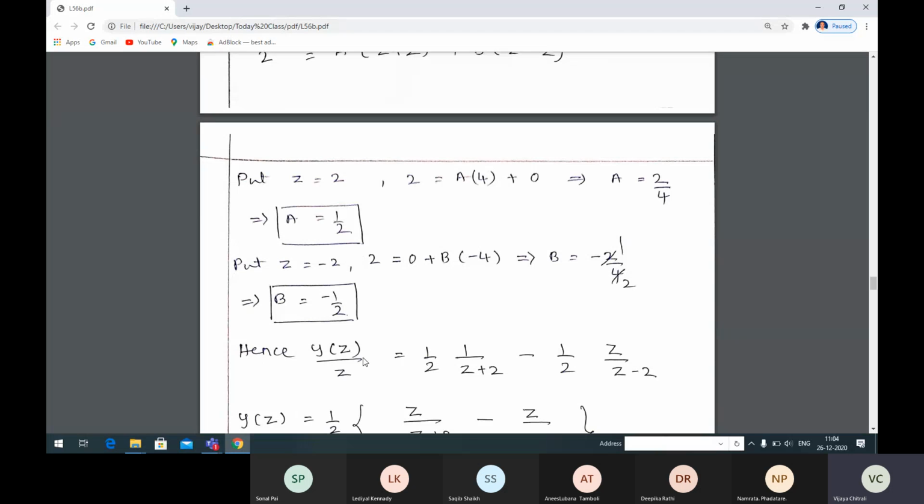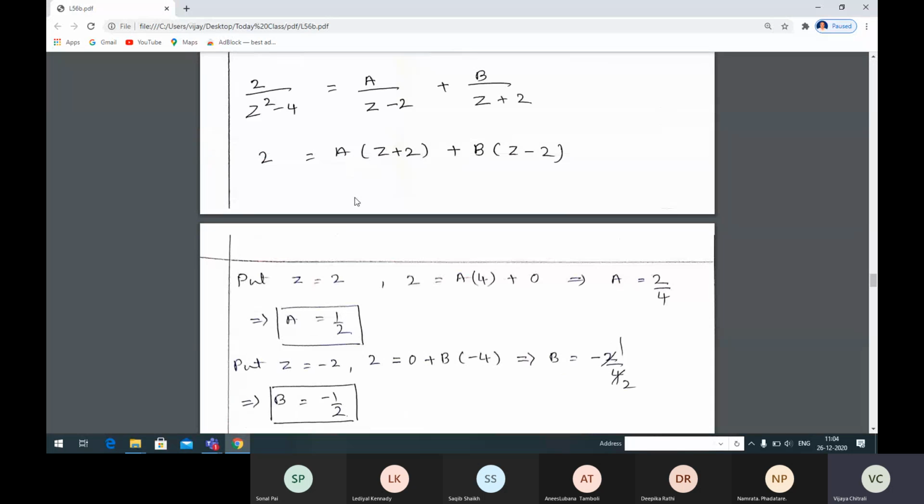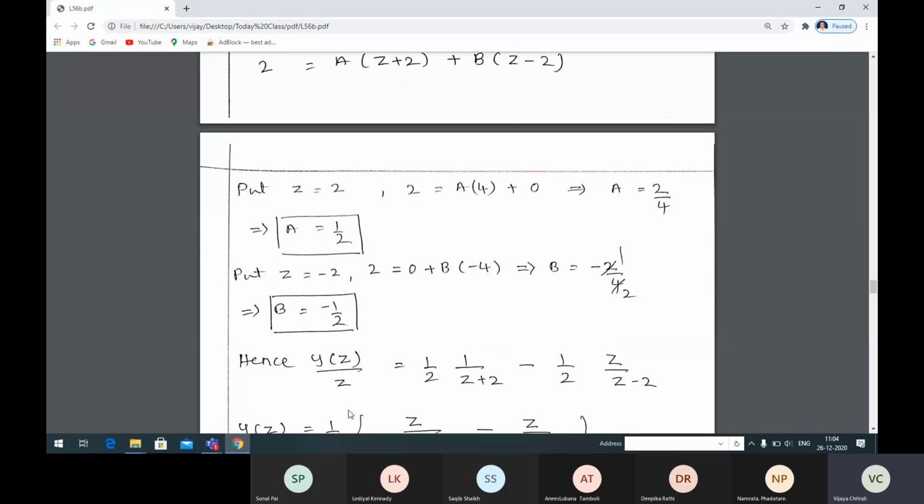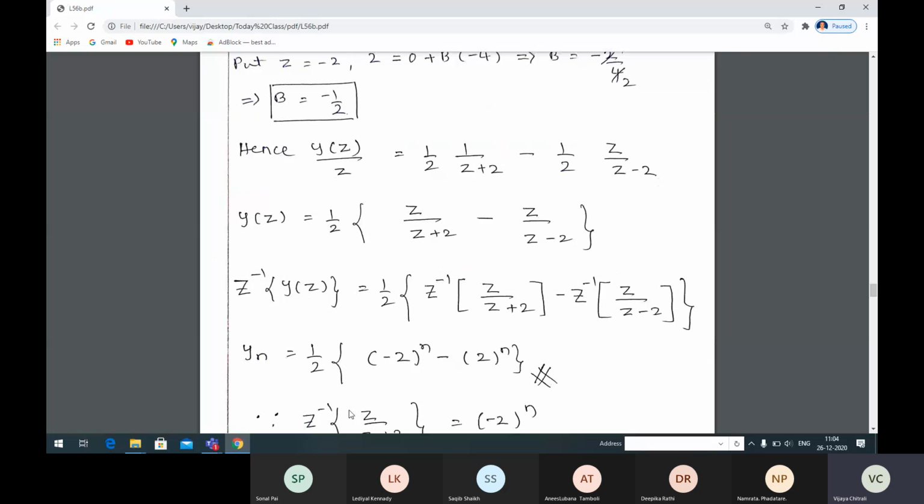Now substitute z is equal to minus 2. Minus 2 plus 2 is 0, so this term will be 0. 2 is equal to 0 plus b into minus 4. So b is equal to minus 2 by 4, so b is equal to minus 1 by 2. Hence y of z divided by z is equal to 1 by 2, 1 upon z plus 2 minus 1 by 2, sorry, here z I have written, so this should be 1 upon z minus 2.